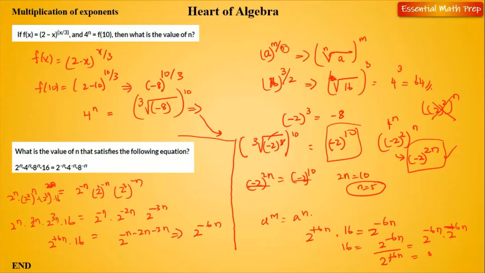So when it comes to the numerator, it'll be 2 power negative 12n. That's equal to 16, right? How do you write 16? 16 can be written as 2 power 4, right? So the bases are the same. So 4 equals negative 12n. N equals, what is it? 4 over negative 12, which is negative 1/3.